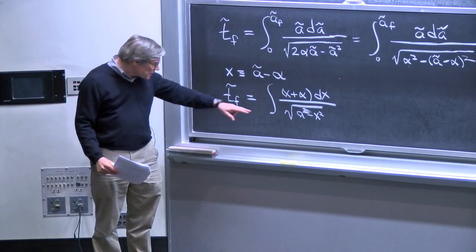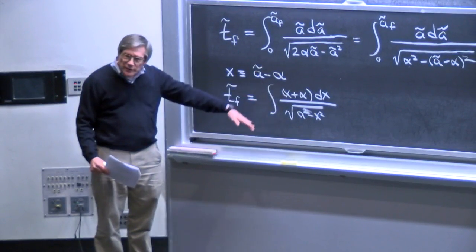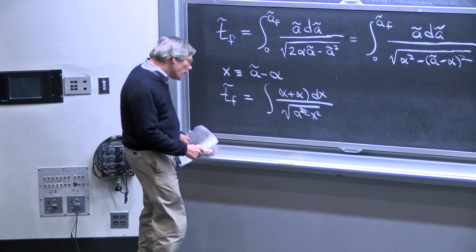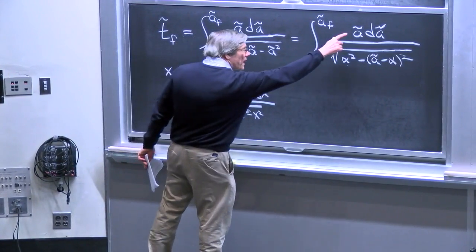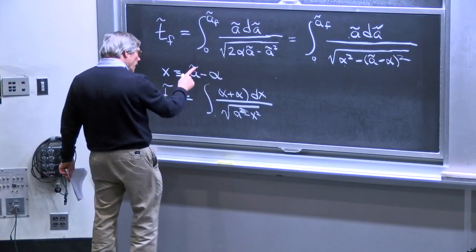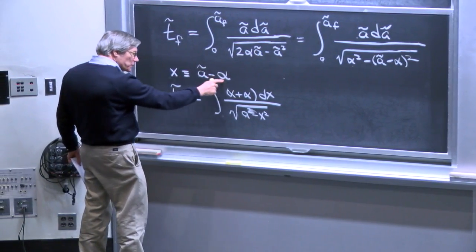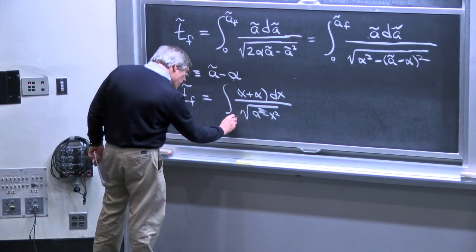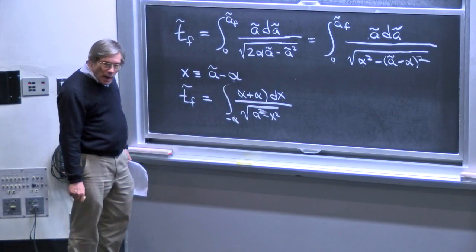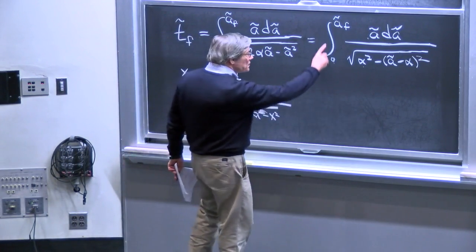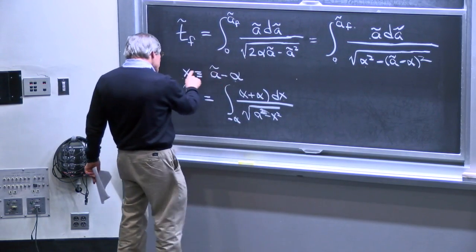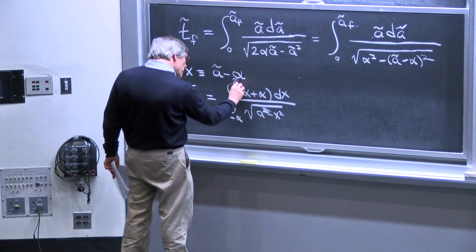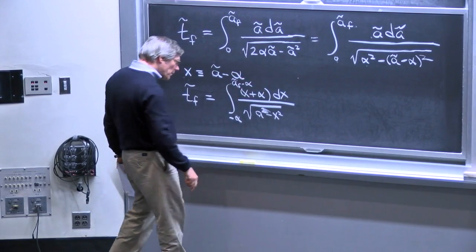The next step, which is important, is to get the limits of integration right. Because with this definite integral method, we really have to make sure that our limits of integration are correct. So it's straightforward to do that. The lower limit of integration was a tilde equals 0. And if a tilde equals 0, x is equal to minus alpha. So the lower limit of integration expressed as a value of x is minus alpha. And the upper limit expressed as x was a tilde f, and that means x is equal to a tilde f minus alpha. So the upper limit of integration is a tilde sub f minus alpha.